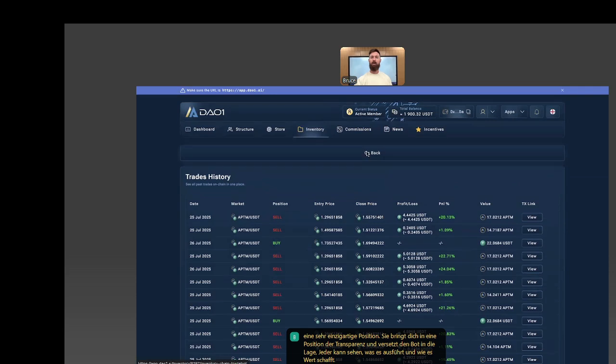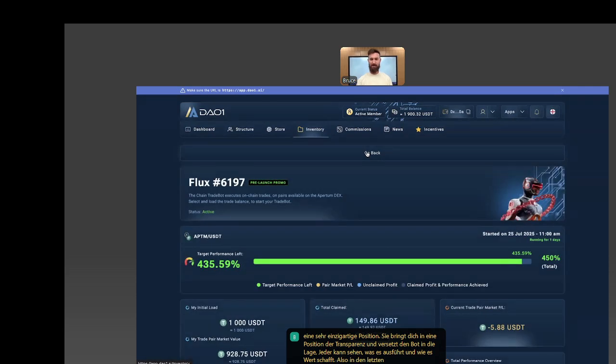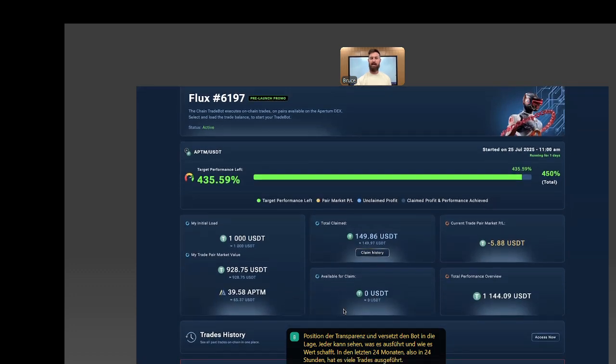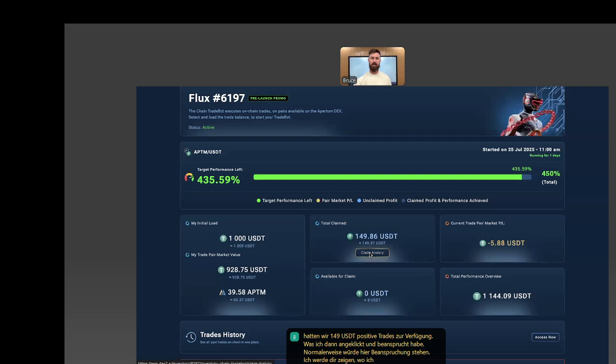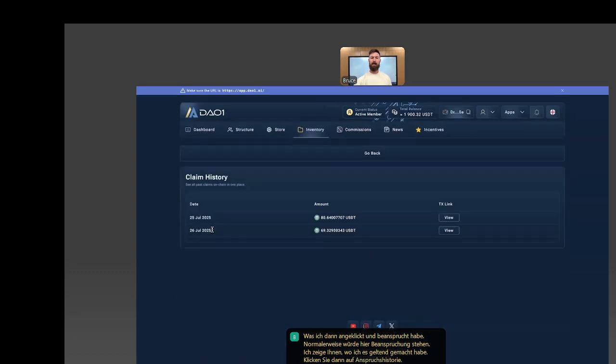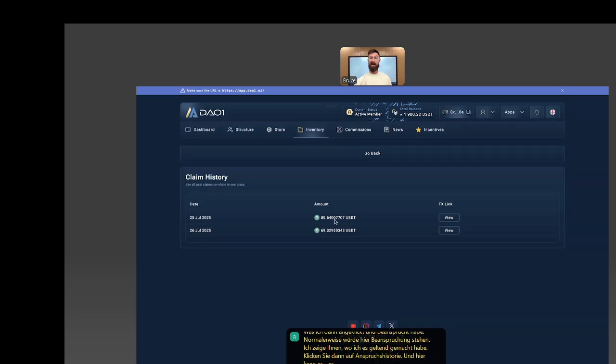So in the last 24 hours, it has executed a lot of trades. I actually went and claimed it. So we had 149 USDT of positive trades available, which I then clicked and claimed. It would normally say claim here, but I'm going to show you where I claimed it. So I'm going to click on claim history. And here it shows you I claimed 80 USDT of volume, and I claimed 69 USDT of volume.